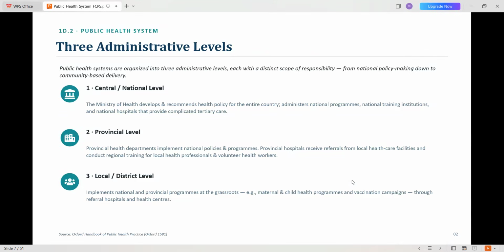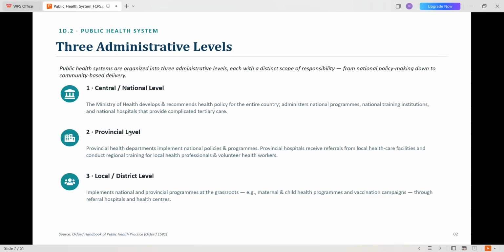Next are the administrative levels, which are the three administrative levels. First one is the central, the national level, which includes the Ministry of Health, which develops and recommends health policy for the entire country, administers national programs, national training institutions, and the national hospitals that provide complex tertiary care.